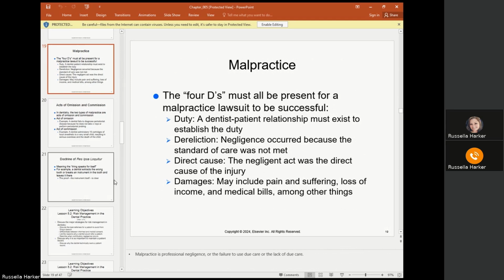Direct cause. The negligent act was the direct cause of the injury. So if their filling fell out or their tooth broke because the bonding agent was not used, then that tooth breaking or the filling coming out is the direct cause of the negligent act. The last thing is damages. They can include damages and compensation for pain and suffering, loss of income and medical bills, among other things. So remember that malpractice is professional negligence, or the failure to use due care or the lack of due care.